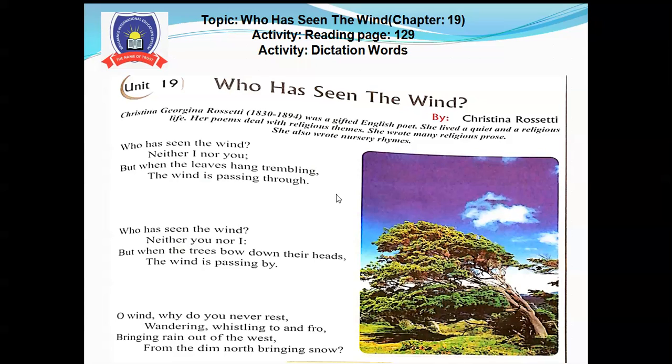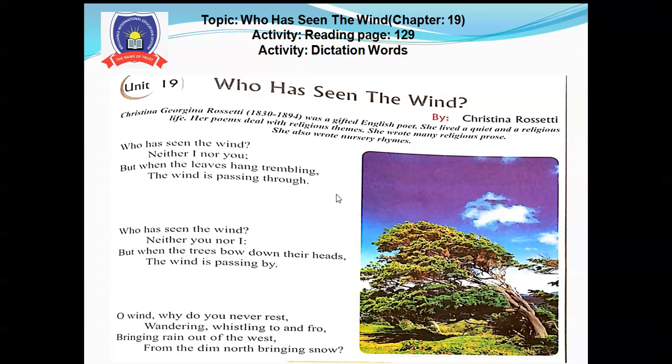O wind, why do you never rest? Wandering, whistling to and fro, bringing rain out of the west, from the dim north, bringing snow. Okay students, this is the reading of your poem, Who Has Seen the Wind.